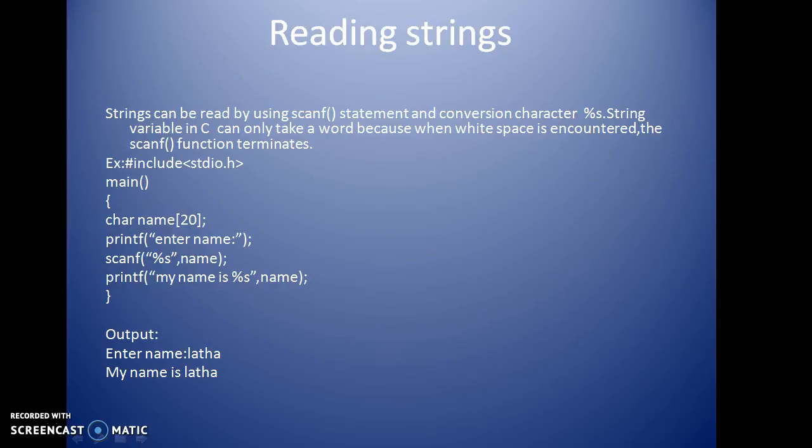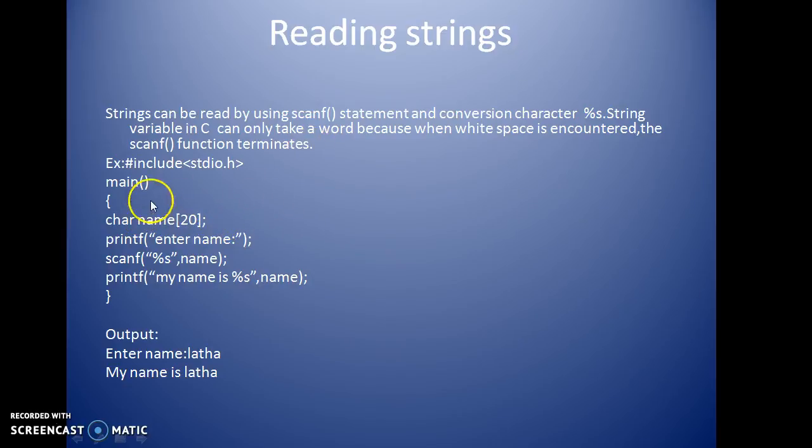Now the next topic is how we can read strings from the keyboard. Generally we use the scanf statement to read values from the keyboard. But to read strings, the conversion character we use is %s. The string variable in C can only take a word because when white space is encountered, the scanf function terminates. For example, I have written one program. Suppose you want to print a name, how can you write a program using the conversion character %s, and how can you declare the string?